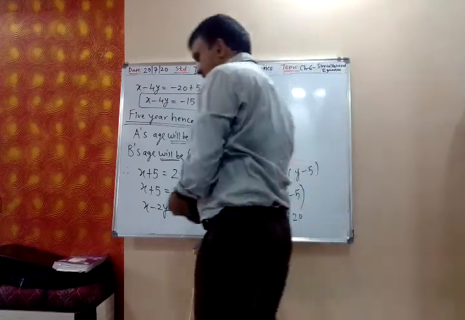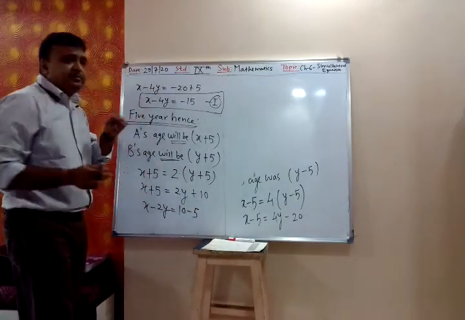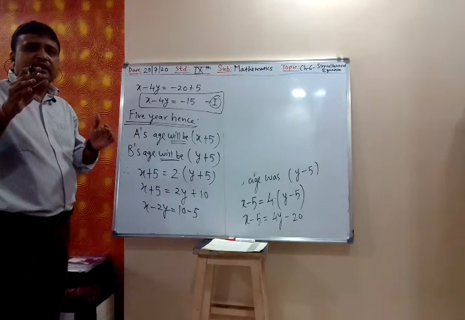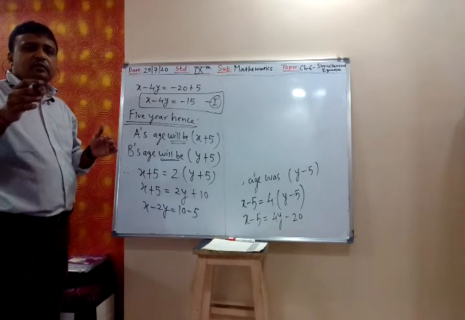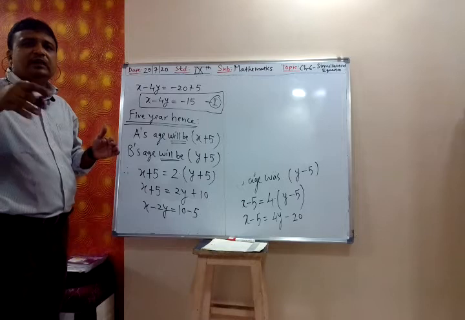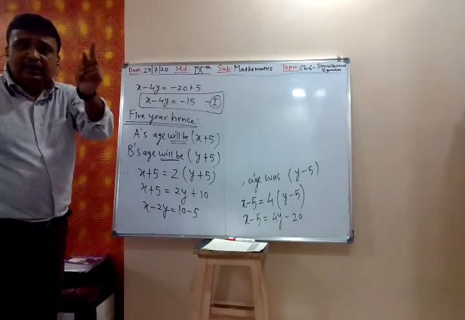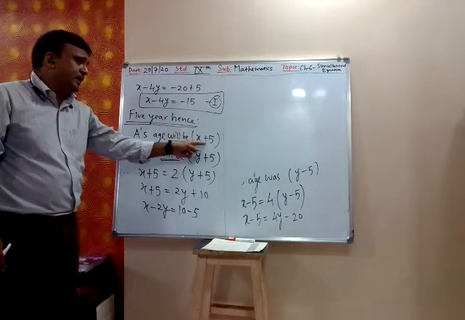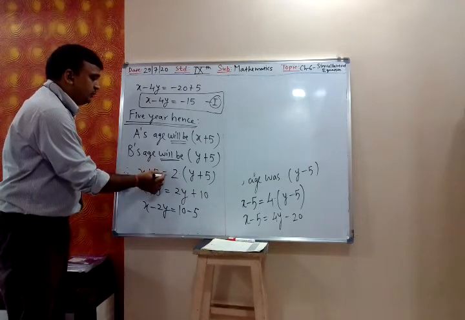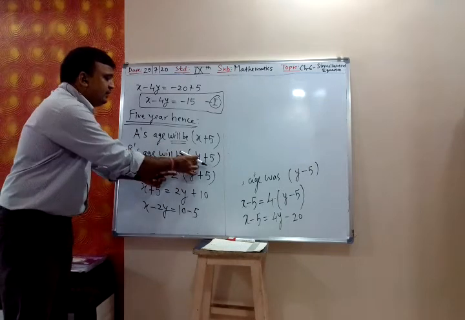Okay, right side. Let me explain. 5 years hence. Hence means after. So what is the age of A, x? 5 years after means x plus 5. What is the age of B, y? 5 years hence means it will be y plus 5. So 5 years hence, A's age, what is A's age? x plus 5. Will be means equal to twice the age of B, means 2 into the age of B, y plus 5.